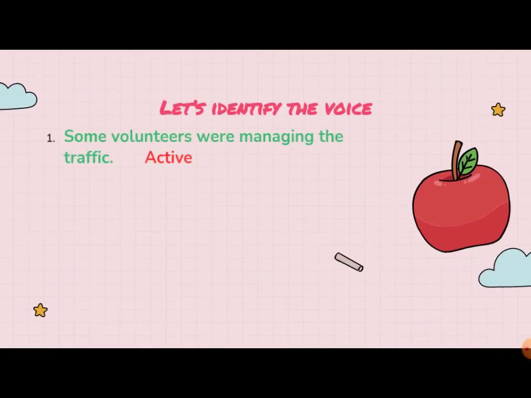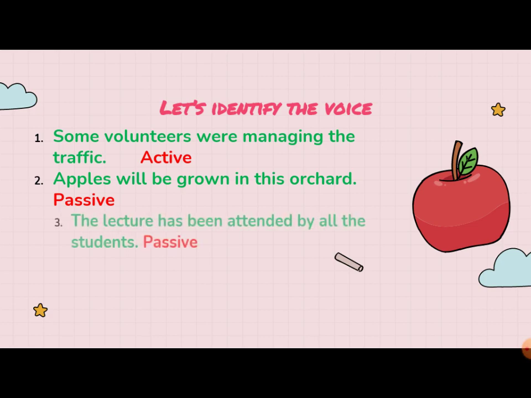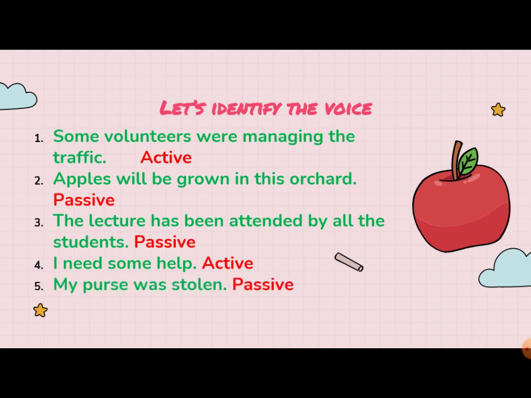So first sentence, some volunteers is a subject, so active voice. Who has grown the apple? Don't know. So it is a passive voice. The lecture has been attended by the students. By the students comes afterwards, so it is a passive voice. Who needs? I need. I is the subject, so active voice. My purse was stolen. Passive voice.